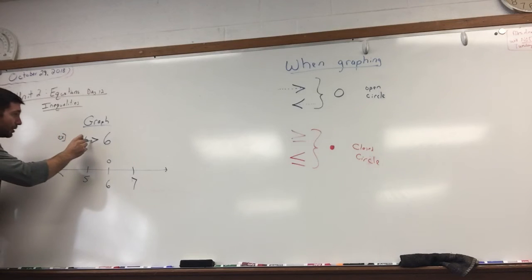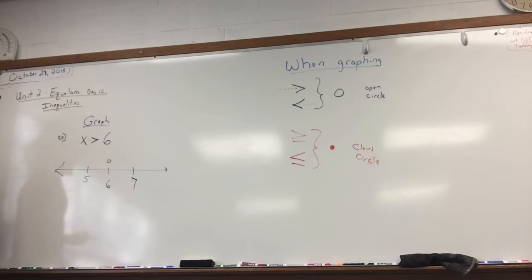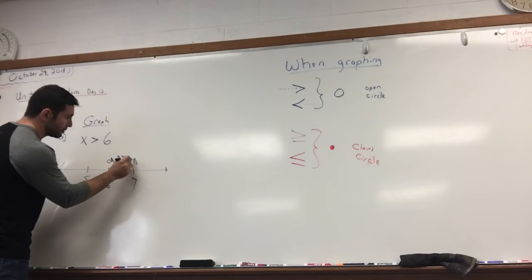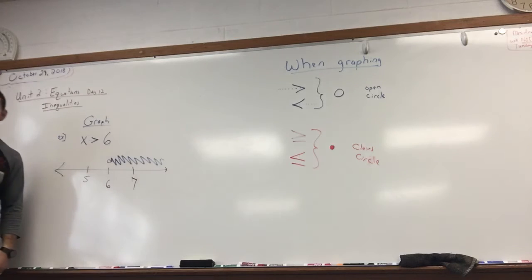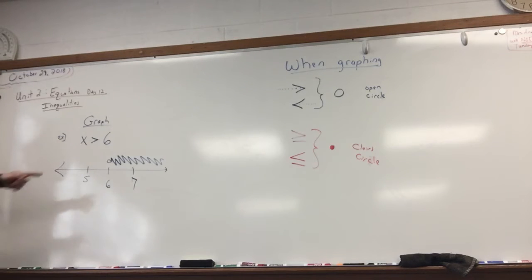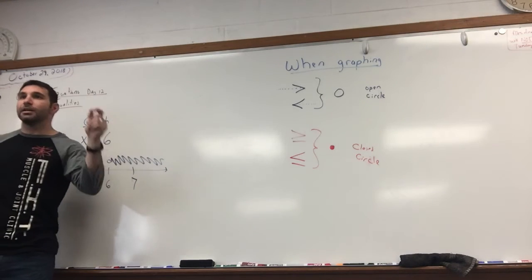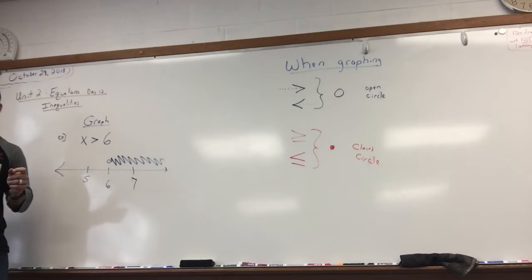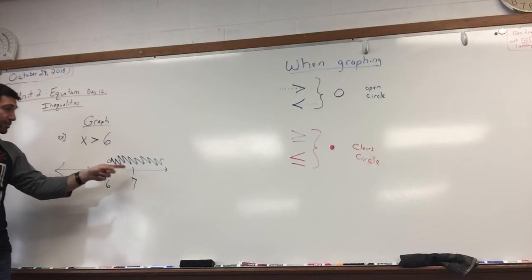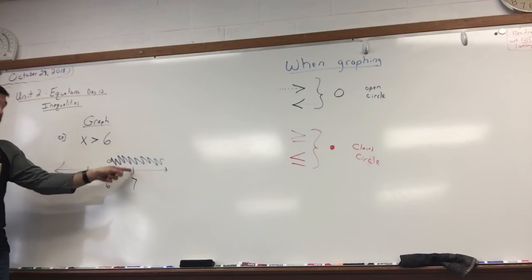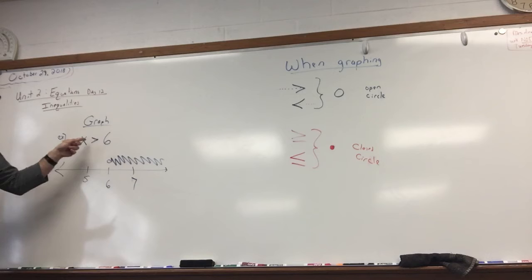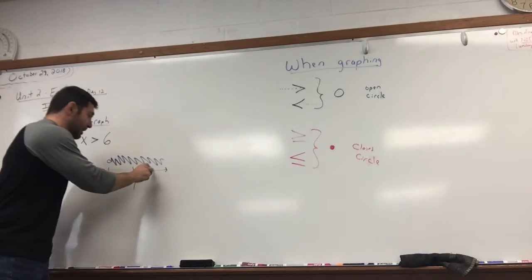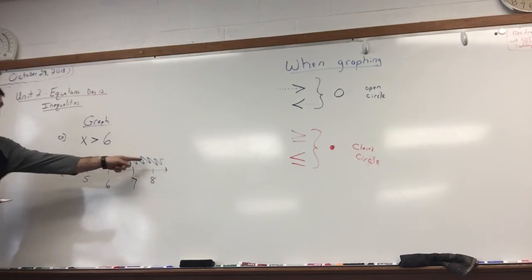So I look at it, it's pointing to which direction? To the right. And we do what's called shading. And I shade to the right. Why does this work? Everywhere that I'm shading is a solution. Who gave me my first answer? Caleb, you said 7, right? Is that part of the shading? So 7 is a solution. 7's greater than 6. And then Mason, you said 8 was a solution, right? That's part of the solution.